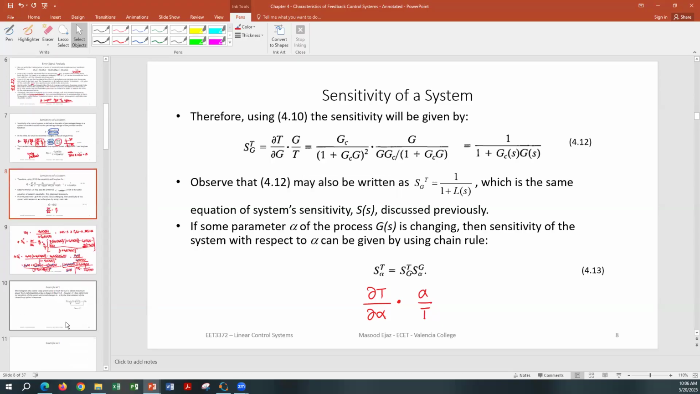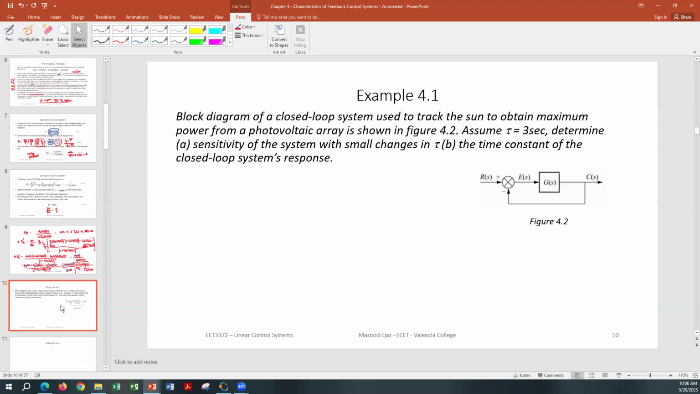All right, let's see, we have a problem. A block diagram of a closed loop system is given to you. This system is used to track the sun to obtain maximum power from a photovoltaic array. A transfer function is not given to you. I'm going to show you the transfer function. I forgot to put the transfer function here. So let's put the transfer function first.